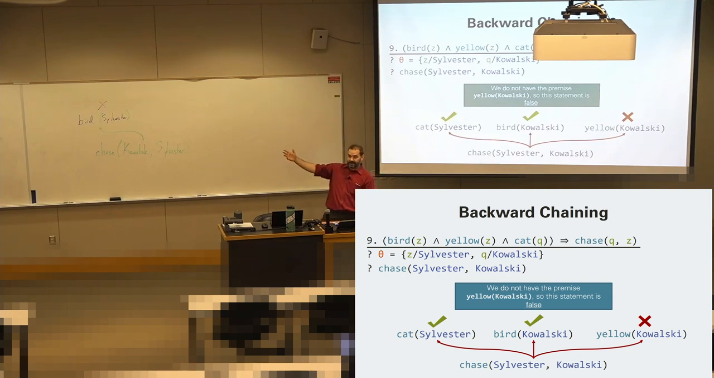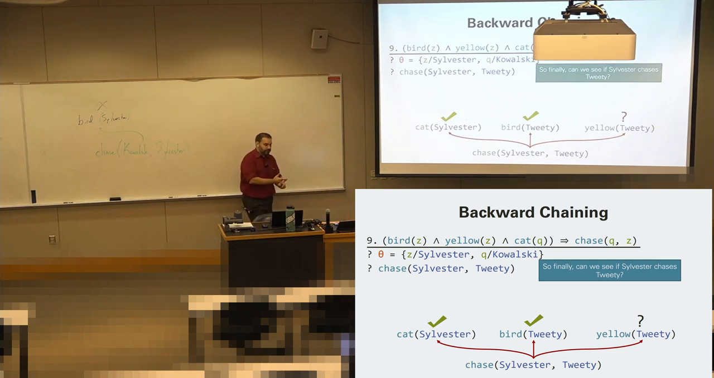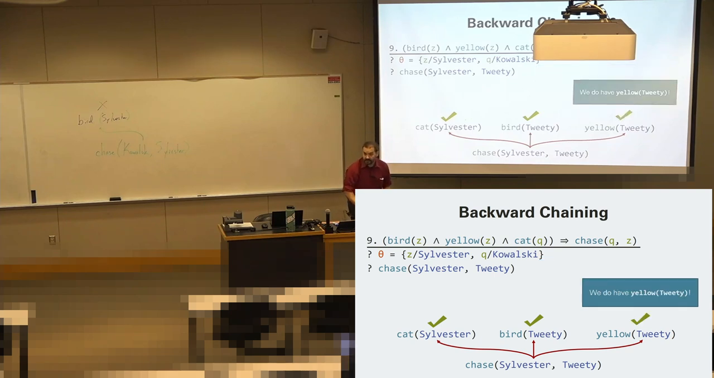Cool. So the last one we have is, again, does Sylvester chase Tweety? Well, Sylvester's a cat, so we can keep going. Tweety is a bird, so we keep going. Tweety yellow. Yes, we did have that. That was in the rules. And now, the way I want you to think about this is, now that I have no other recursive calls or recursive substitutions that I need to make, I've satisfied all of the, I'll call them constraints, but I've satisfied all of the prerequisites for my deduction to chase Tweety. And as a result, I can return back true. Yes, Sylvester would chase Tweety.